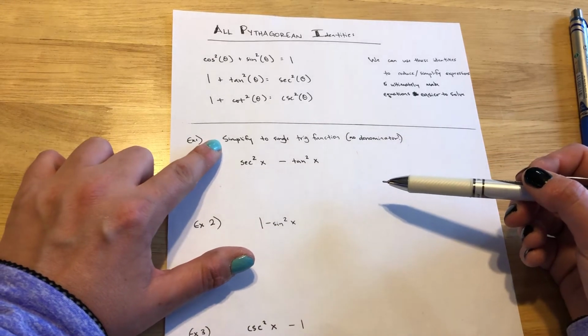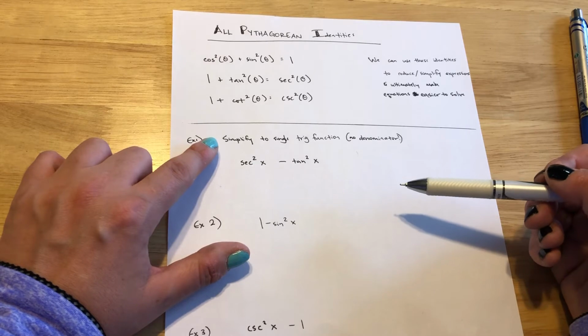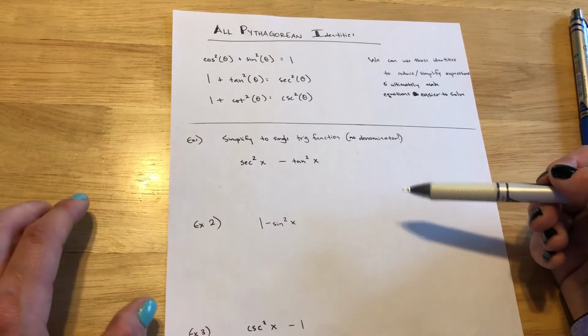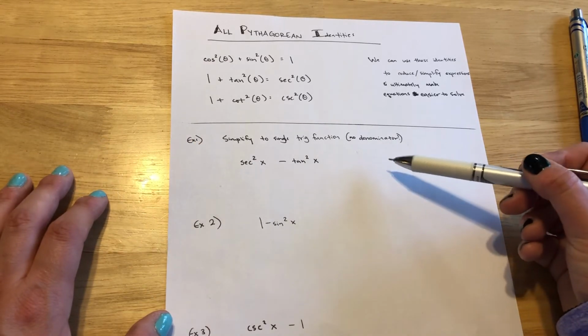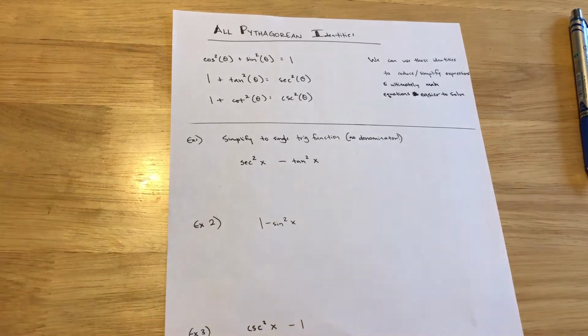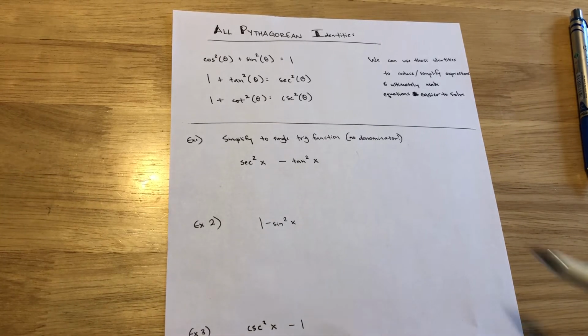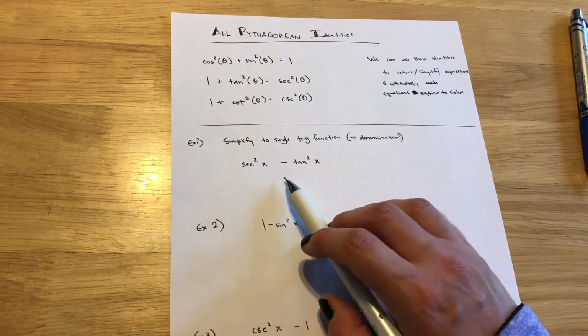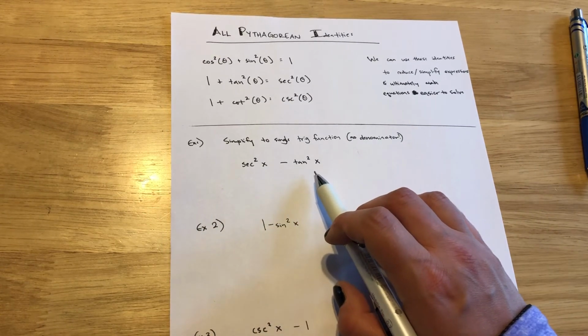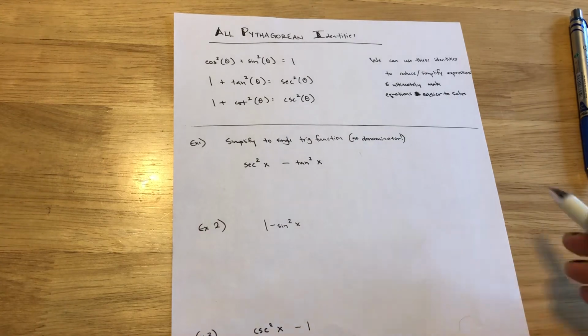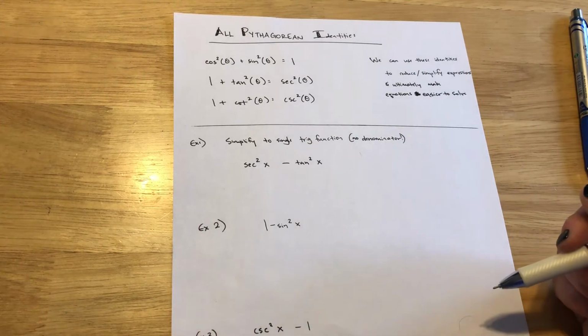So simplifying, this technically is a trig proof. Simplify this down to a single trig function and make sure that we don't have any denominators. So basically keep an eye out for reciprocal functions. So here in example 1, it says secant squared of x minus tangent squared of x. It's not an equation. We're just trying to reduce this expression.